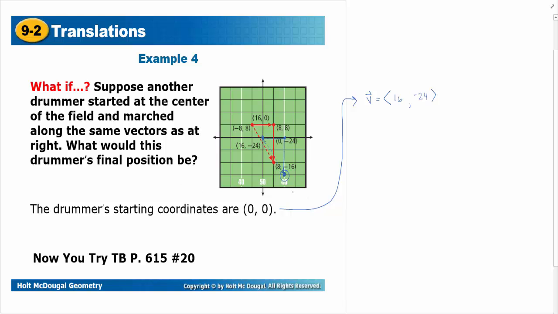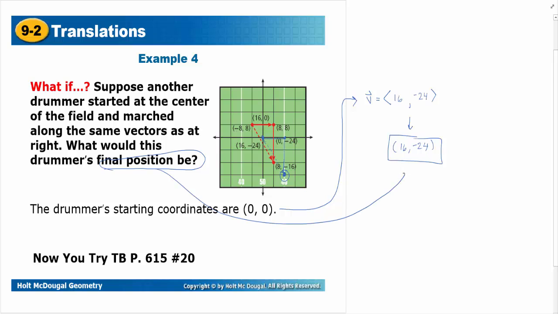Alright, so anyway, they want the point, though. So if you start at 0, 0, you went right 16, down 24. Remember, your terminal point is your point at the end of your vector. So the point would also be 16, -24. Okay, so that point, again, they're not really calling it anything. What would the drummer's starting coordinates are 0. What would the final position be?